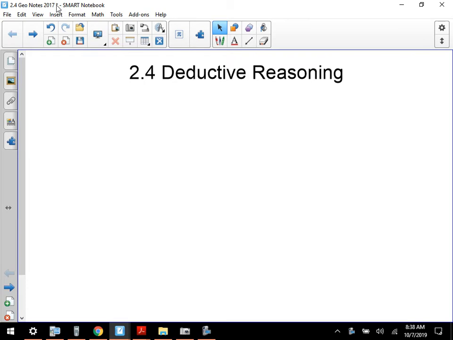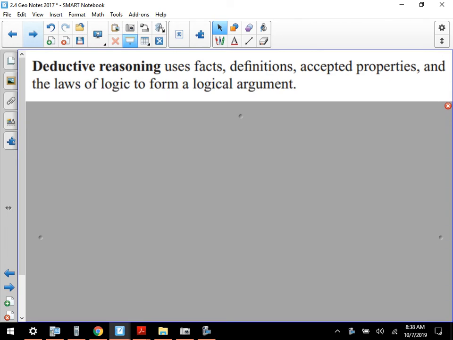It's probably stuff you already do without realizing that you're actually doing this. So the idea here of what's called deductive reasoning: you're using facts, definitions, properties, and laws of logic to follow an actual argument. What's different from inductive reasoning, where you were looking at a situation and making observations, is that here you're looking at actual definitions.